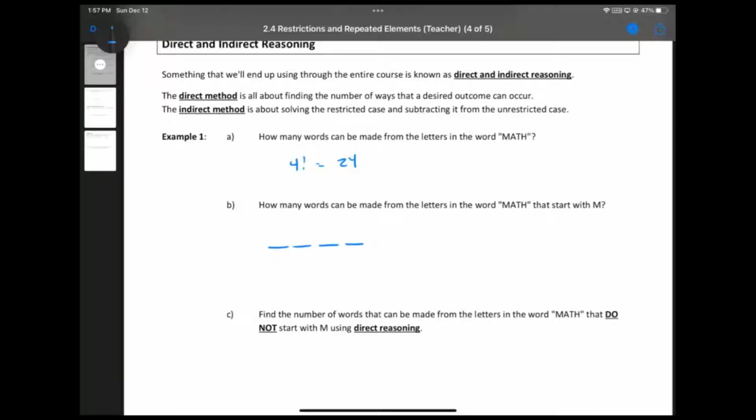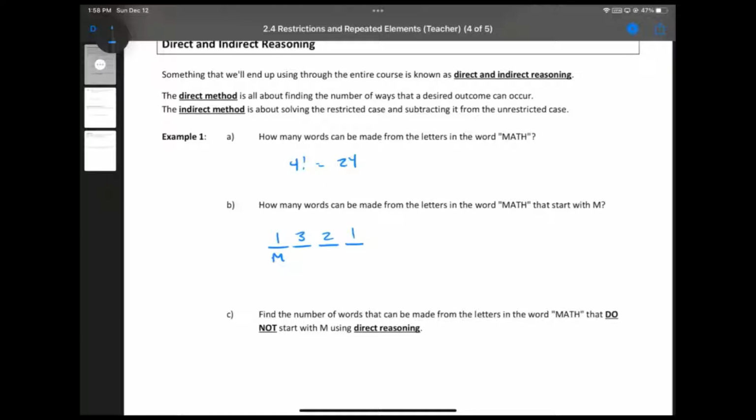So I'll draw the 4 lines to represent the 4 choices I have to make: first, second, third, and fourth letter. And I'm going to put the restriction underneath here. Again, no particular format as far as what I write. I'm just putting this down to remind myself that the first letter should be an M. That gives me 1 choice there, 3 choices there, 2 choices there, and 1 choice there.